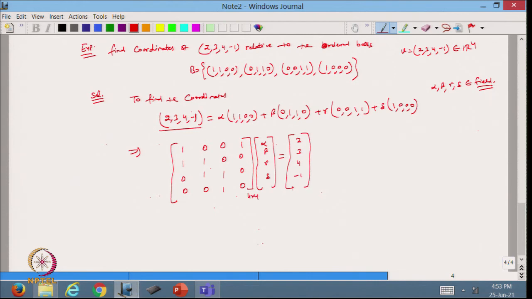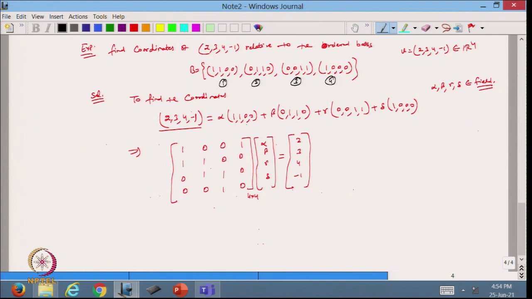Now, in fact, here we cannot change the order. Order means this is my first, second, third, fourth, because if I change the order, then the values of alpha, beta, gamma will also change. We cannot change the order, because we know that if we swap some columns of the given matrix, then the result will change.